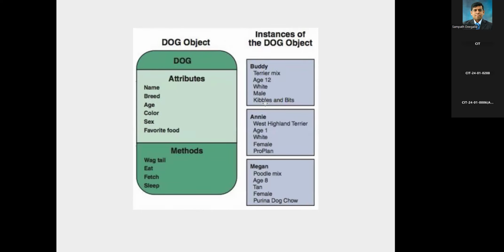Another example, the dog object. Here we also see a set of attributes: name, breed, age, color, sex, and favorite food. And the methods we have are tail, eat, fetch, and sleep. Again, similar to the previous example, you will see 3 instances, and we have Buddy. The breed is terrier mix, and the age is 12. The color is white, the sex is male, and the favorite food is kibble and beans. Right.